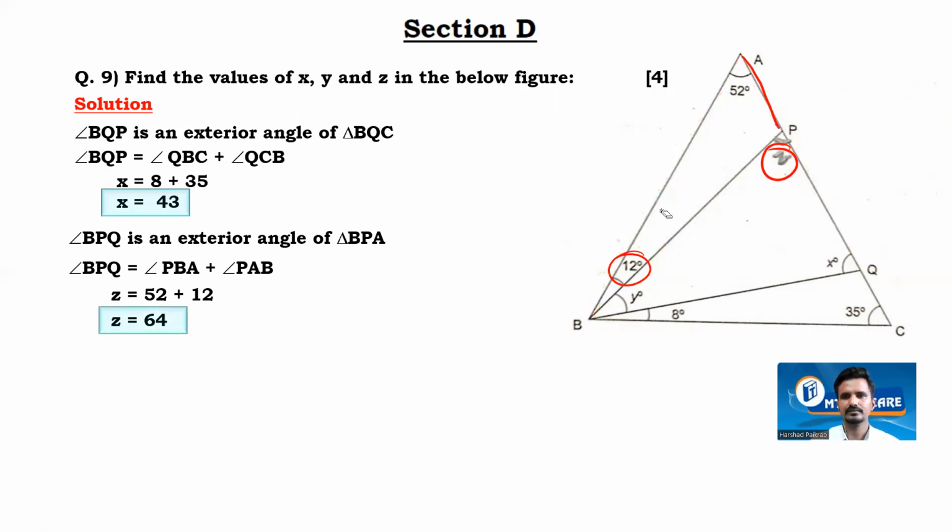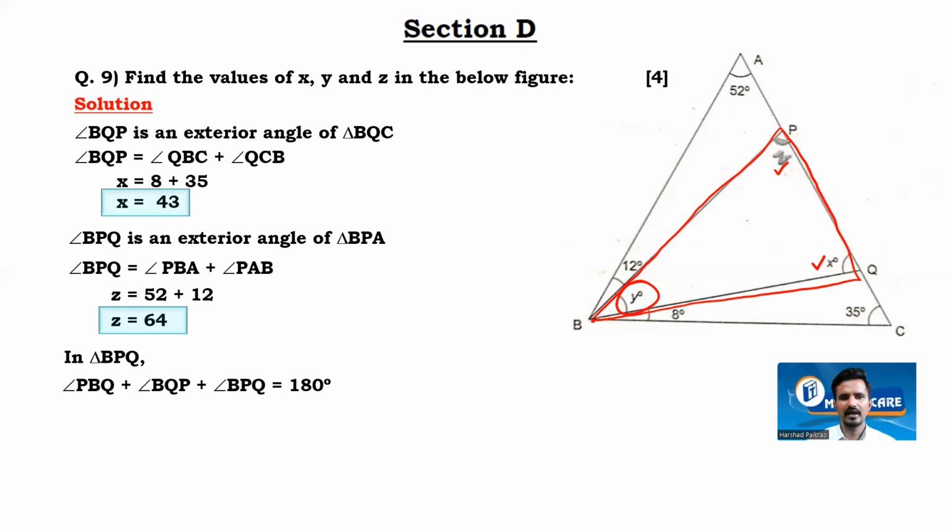So we have got x, we have got z. What is remaining? It is y. Now how to find y? Look at the figure carefully. Y is part of this triangle BPQ. And in this triangle BPQ, we know the value of z, we know the value of x. So we can simply use the angle sum property of a triangle. So let's add the three angles of this triangle BPQ. So we get angle PBQ plus angle BQP plus angle BPQ is equal to 180. This is the angle sum property of a triangle.